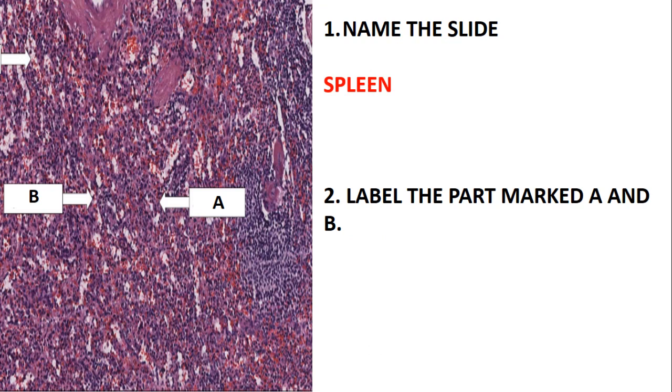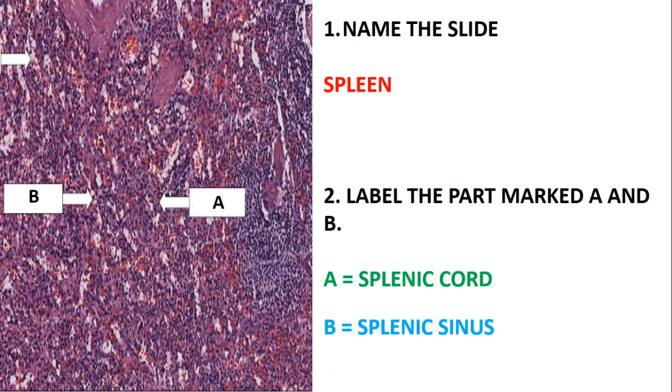Label the parts marked A and B. The parts marked A and B are in the area of the spleen known as the red pulp. A is the splenic cord, where you can see the presence of lymphocytes, macrophages, and many other components. B is the splenic sinus, which contains hemopoietic cells.